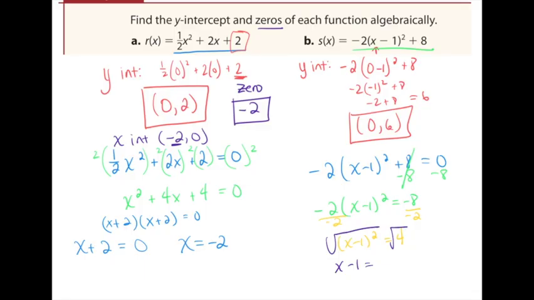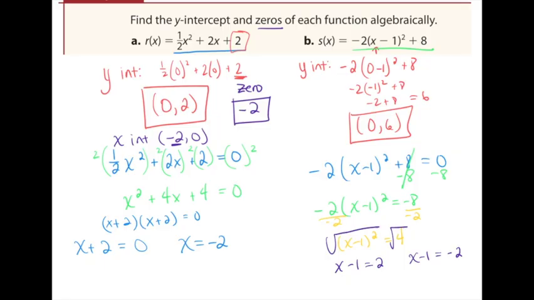Yeah, it's 2. But when you have a variable involved, you have to do a +2. And you have to say, well, x minus 1 could also equal -2. Because if I take -2 and square it, I will also get +4, right? And so anytime you have a variable involved and you have taken a square root, you have to say it could be positive or it could be negative. Because 2 squared is 4 and -2 squared is 4. So I have to think about both of those, all right?